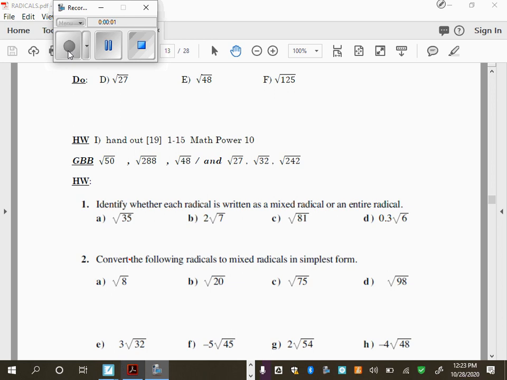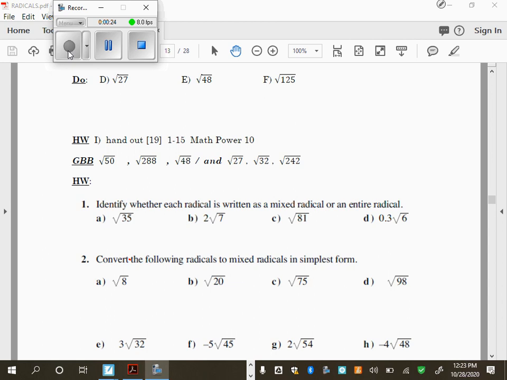Homework was D, E, F. We simplified radicals. So remember the perfect square chart. We need one of those numbers times another number that equals a radicand. Put the perfect square first, and then that perfect square turns into a number. So you have answers like 5 radical 2, or 7 radical 3, or negative 8 radical 5.